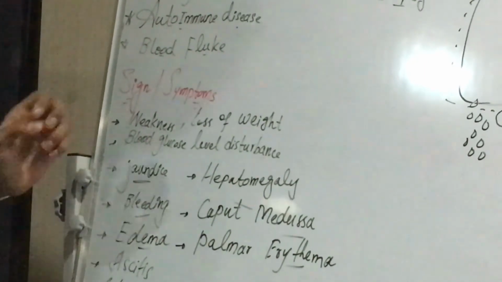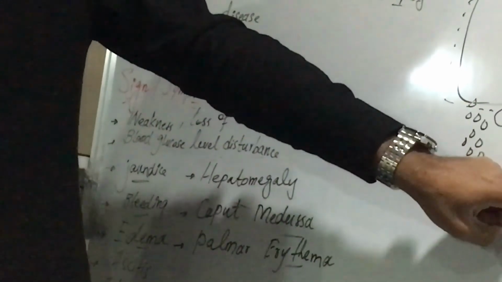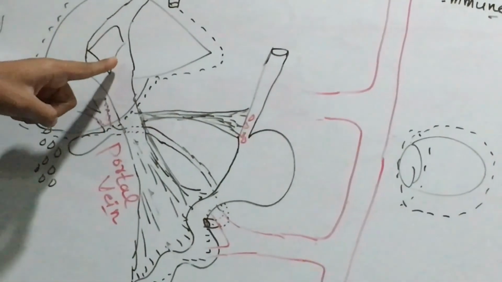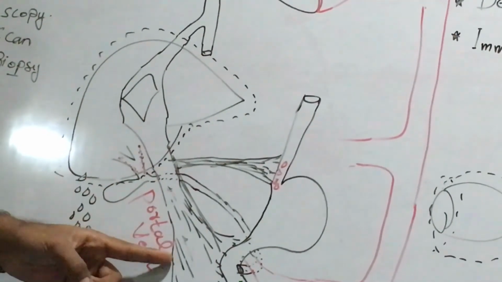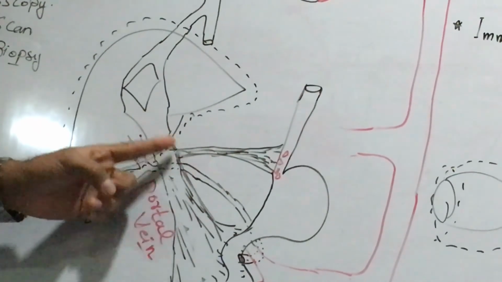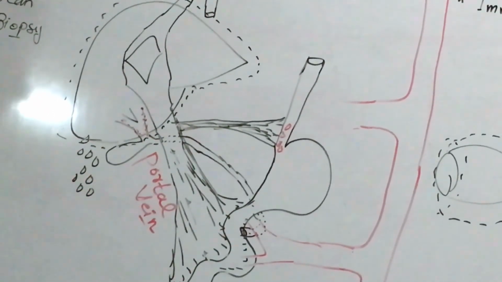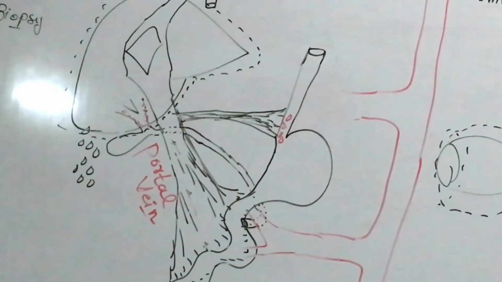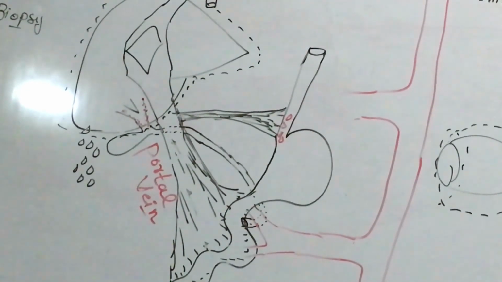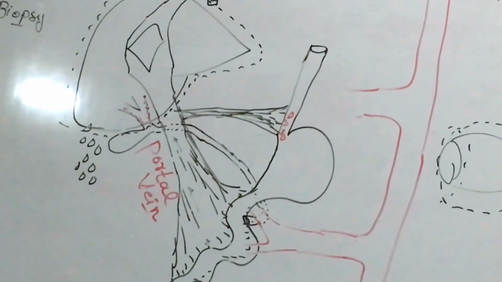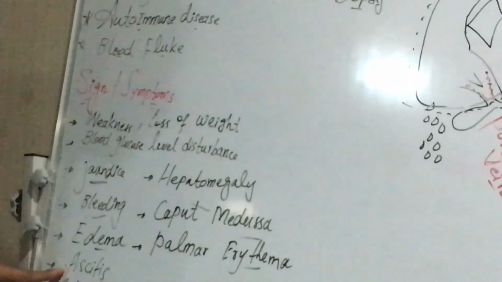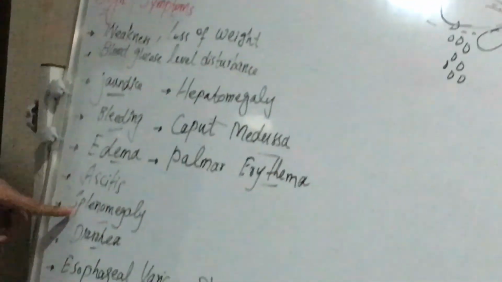edema. Because the blood is not going to the liver through the portal vein, there will be portal hypertension. Due to this portal hypertension, fluid goes out of the portal vein and develops into the abdominal cavity. This fluid accumulating in the abdominal cavity is called ascites. Then because of the portal hypertension, the back pressure will develop.